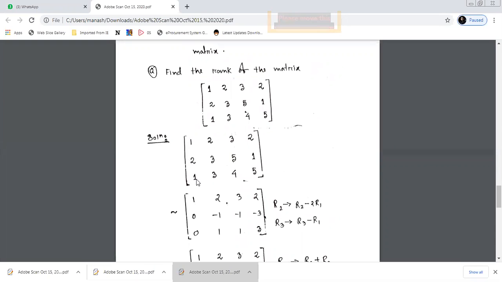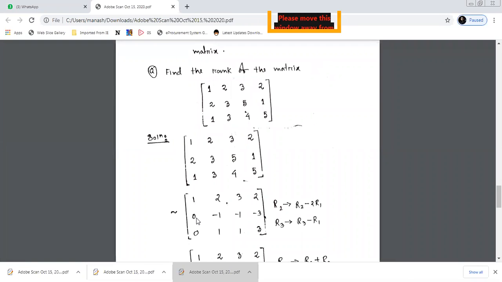We have to make those elements equal to 0. Clear? So how can we make those elements equal to 0? Simply, row 2 tends to row 2 minus 2 row 1. Row 2 minus 2 row 1. Okay, so this is 2 minus 2 into 1.